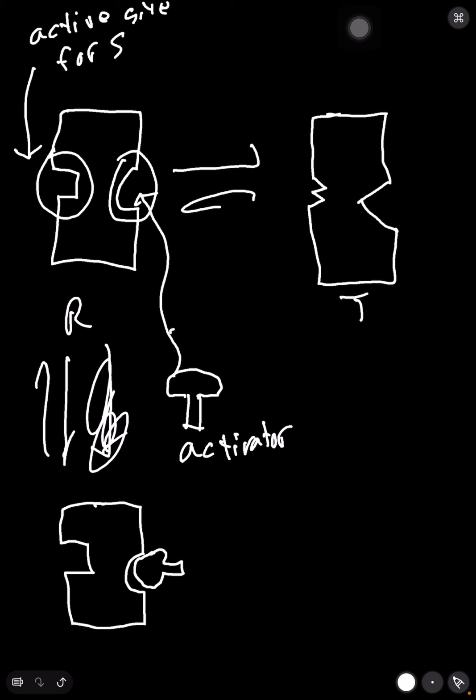According to Le Chatelier's principle, again, we have to convert more of this T back into R, right? So this is where we see positive cooperative effects with an activator because, just like with a substrate, it can bind and take that R form out of equilibrium. All right?